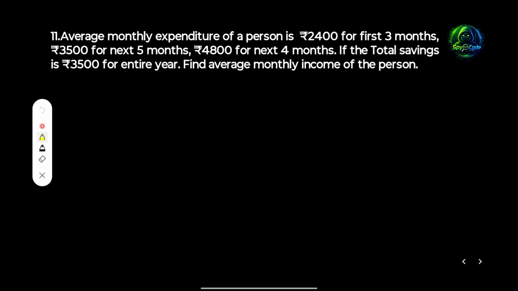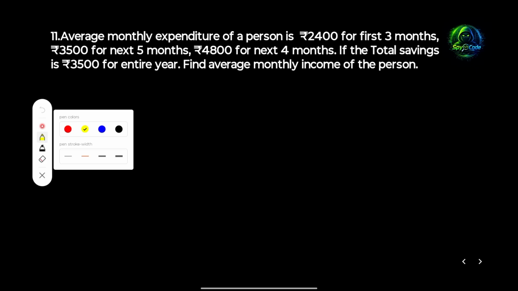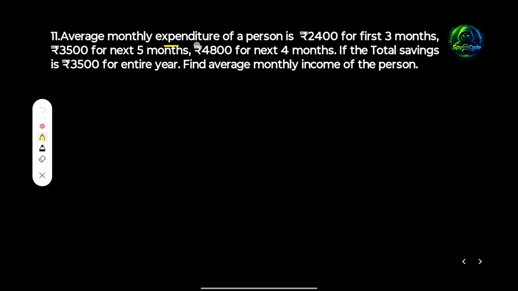Average monthly expenditure of a person is 2400 for first 3 months, 3500 for next 5 months, 4800 for next 4 months. If total savings is 3500 for the entire year, we need to find the monthly average income of the person. So expenditure we have, and we also have the savings. So we need to find the total income first. So income is expenditure plus savings.